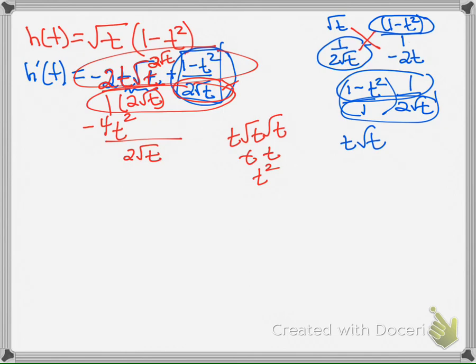The other thing you could have done is visualize all of them as exponents. You could have said this is t to the first, t to the 1/2, and t to the 1/2. And if you add up all those exponents, you get 2 also. So all of that junk became negative 4t squared. And then we have plus 1 minus t squared. That's still there. Combine like terms and you're done. So you get negative 5t squared plus 1 over 2 root t.